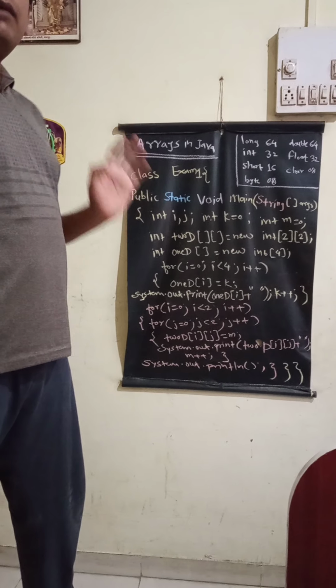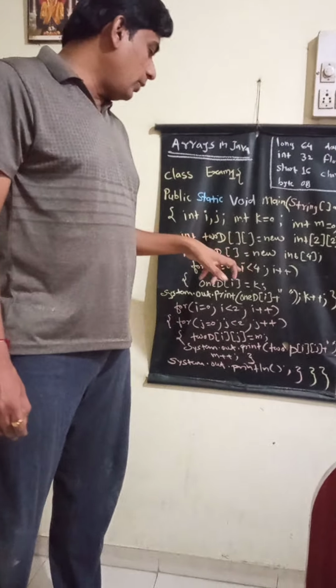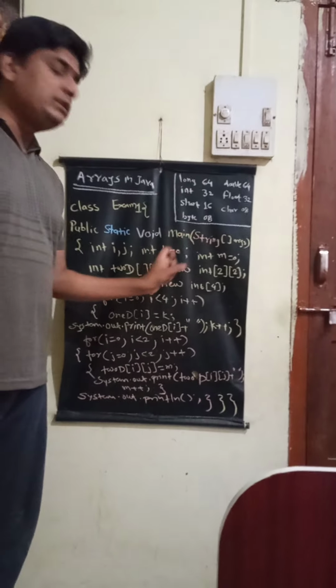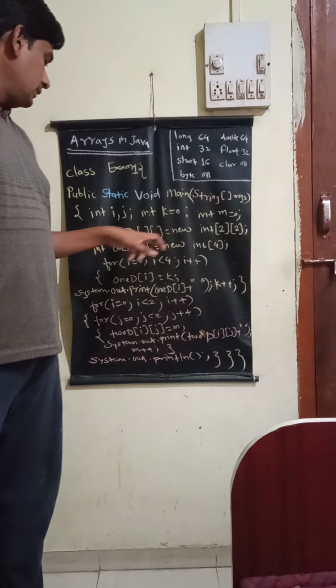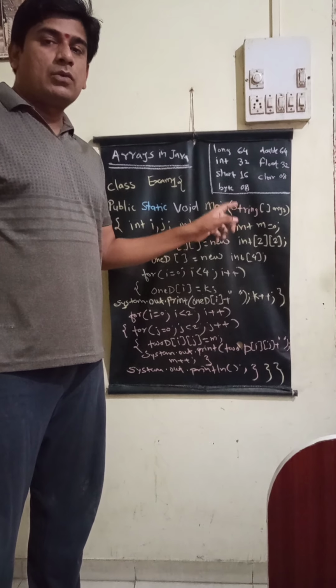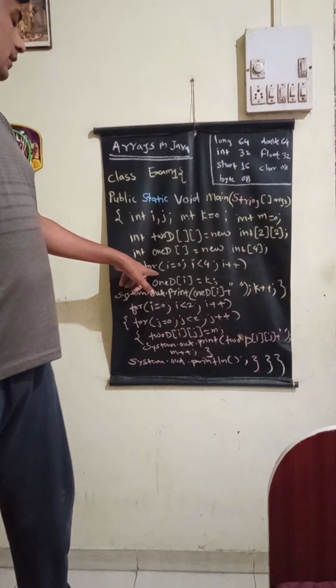Now see here, in Java also the index of an array starts from 0. So for this 1D array, the index will vary from 0 to 3 because the size of this array is 4. And for this 2D array, the index will vary from 0 to 1 for rows and 0 to 1 for the columns. Now here you can see that I have created a for loop.